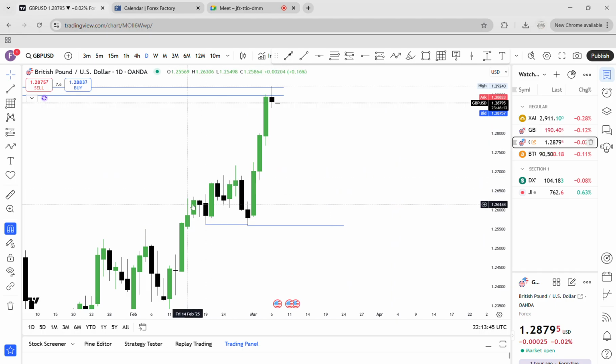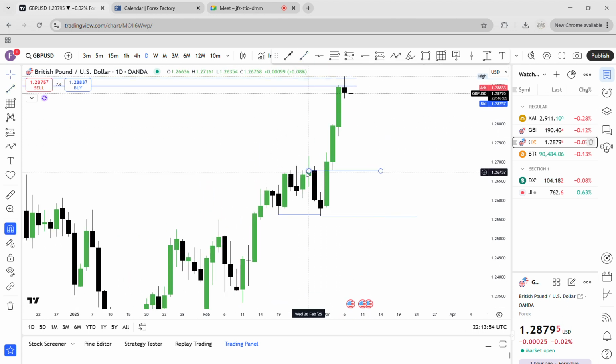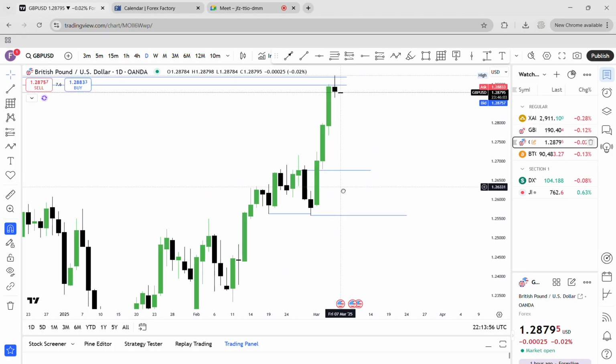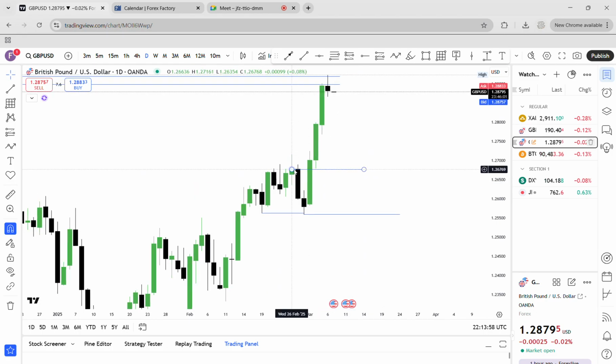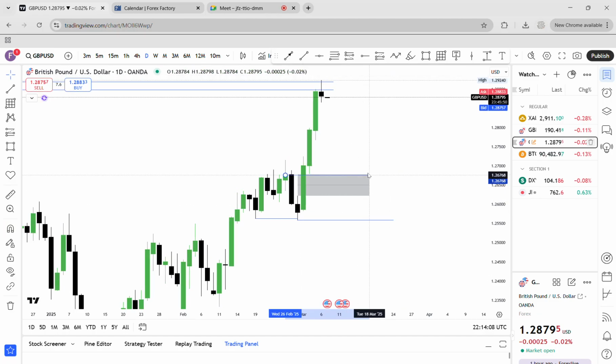So what point of interest do we have around this level? One, we have this area. Why this area? This area is overlapping a fair value gap and this series of candles. So this is a good area.